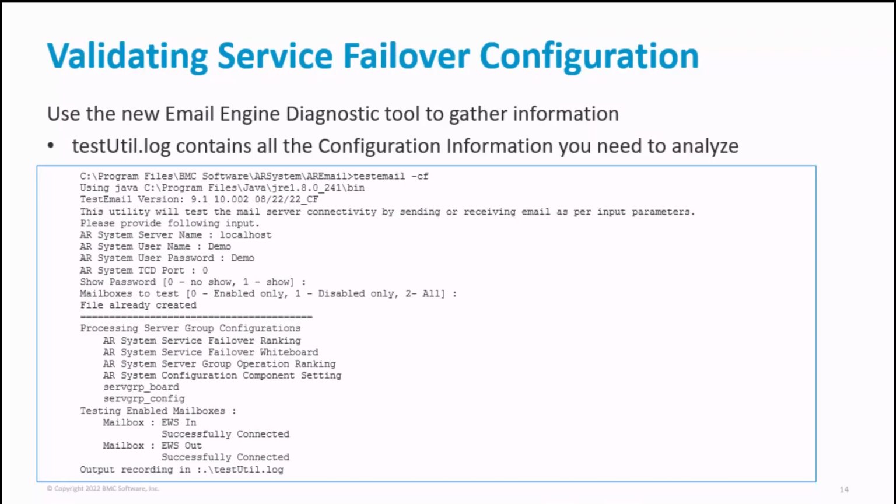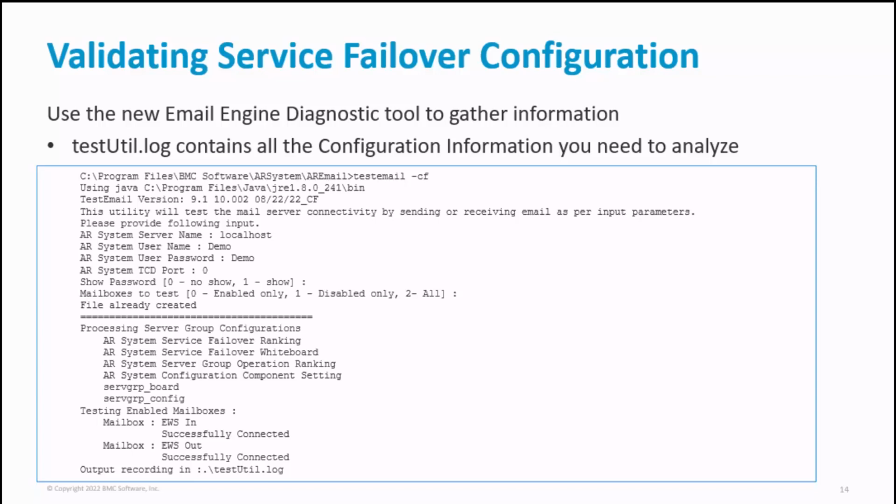We've looked at what features are available to set up some resiliency in the email engine, but the next step is to validate all of the settings that govern the email engine service failover. There are several forms and tables that you can look at to validate your configuration, but to make that task easier and to help you be more likely to perform this validation on a regular basis, we've added all the relevant information into the latest email engine test utility. You can find this utility by simply searching the BMC community for email engine diagnostics. It will pull up an article that has all the information about this utility, including the download of the utility, so you can start using it.